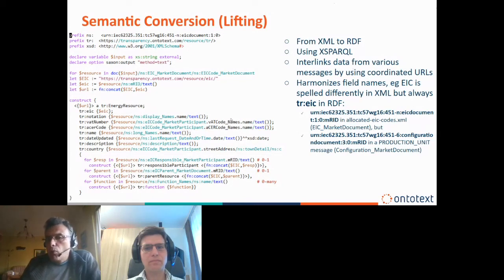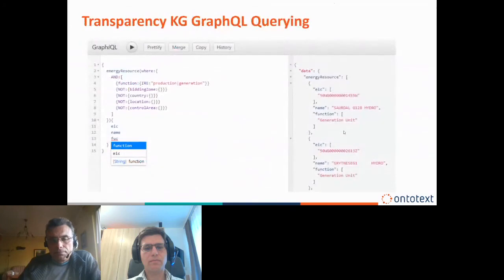And it also removes unnecessary differences like this, for example. So the IEC code you see here is the property transparency IEC, but in the different XML messages, it uses different namespaces. So this would make the XMLs harder to query.